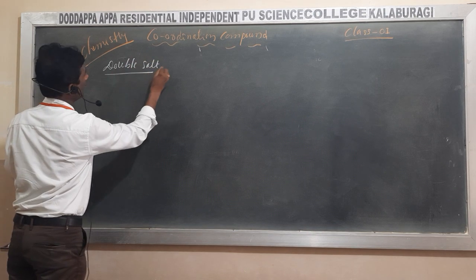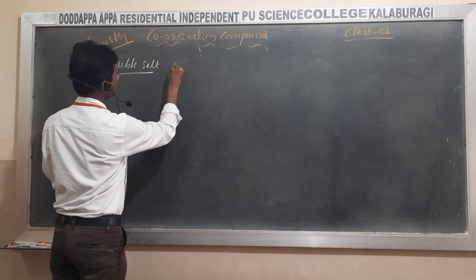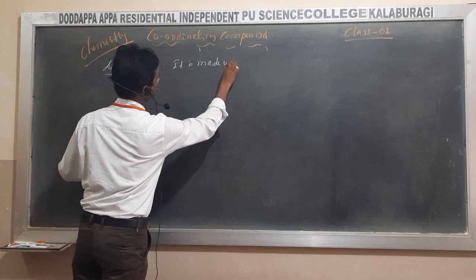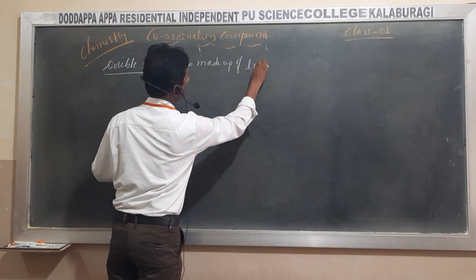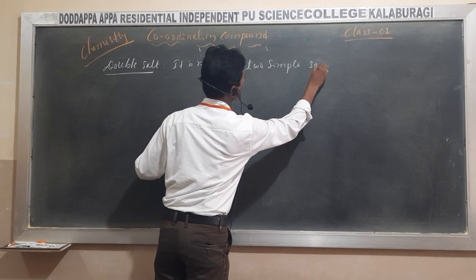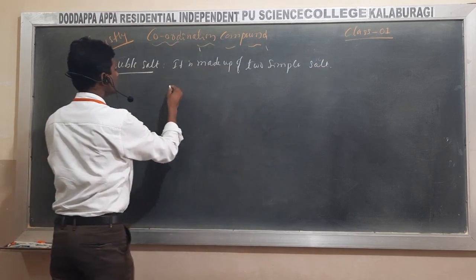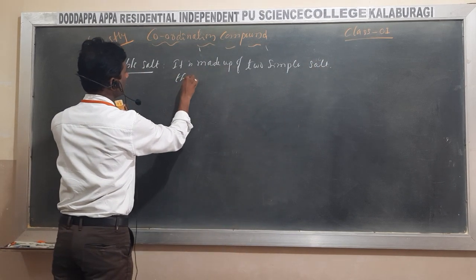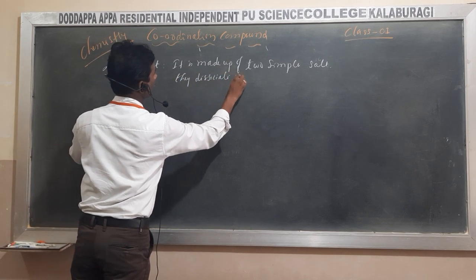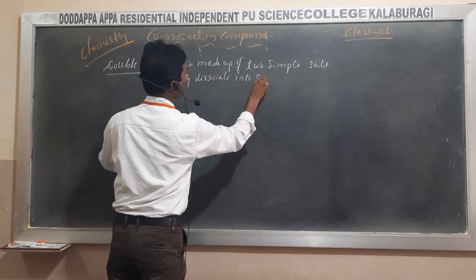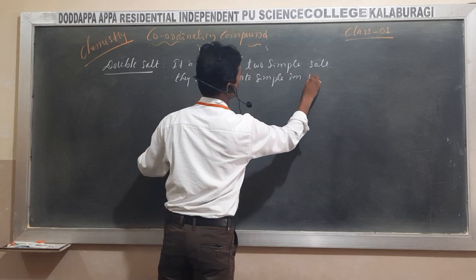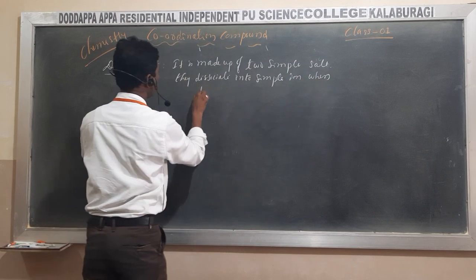The double salt is made up of two simple salts. So they dissociate into simple ions when dissolved in water.